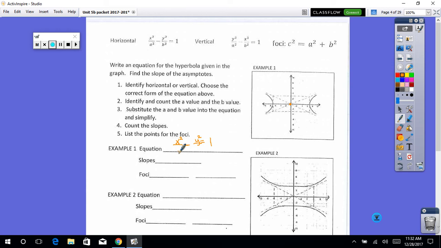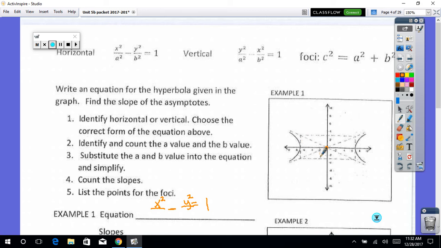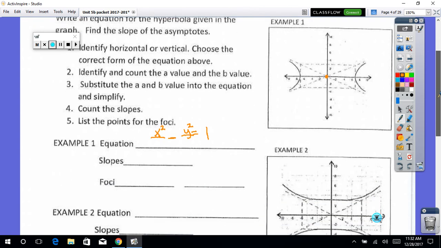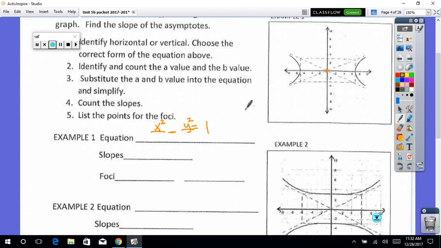Okay, so let's see what number goes under the x. How many steps did it take us to get from the center of our box out to the x? It looks like, let's see, 2, 4, 6, 7. Looks like it's at the 7. So 7 squared is 49. And then the top of our box is at the 3. 3 squared is 9.